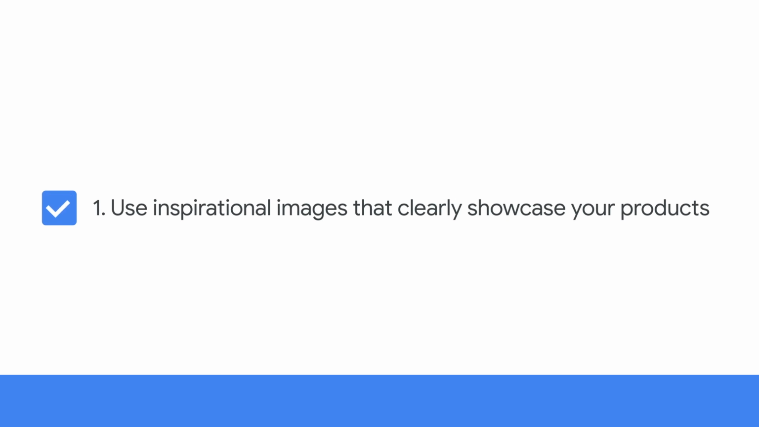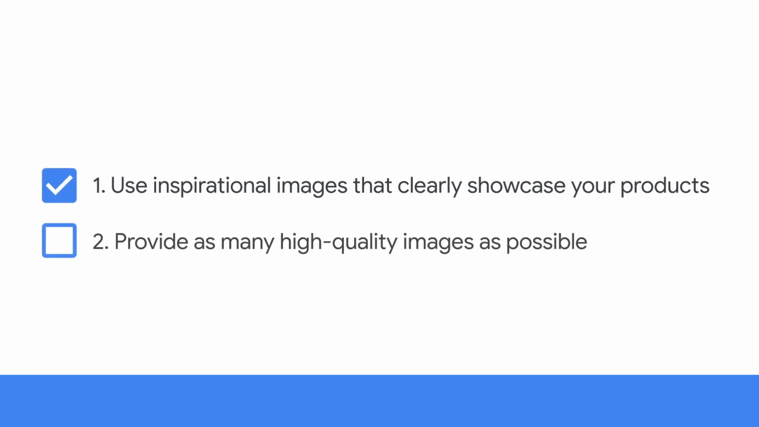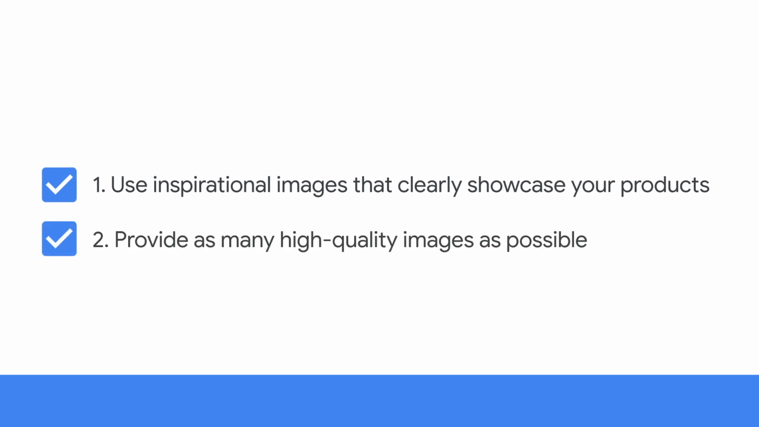Here are our top 4 tips. Use lifestyle or inspirational images that resonate with things your customers care about and clearly showcase your products. Provide a diverse range of high-resolution imagery that showcases your brand and products at their best, at least 1200 by 628 pixels. Overall, you should provide as many high-quality text and image assets as possible.